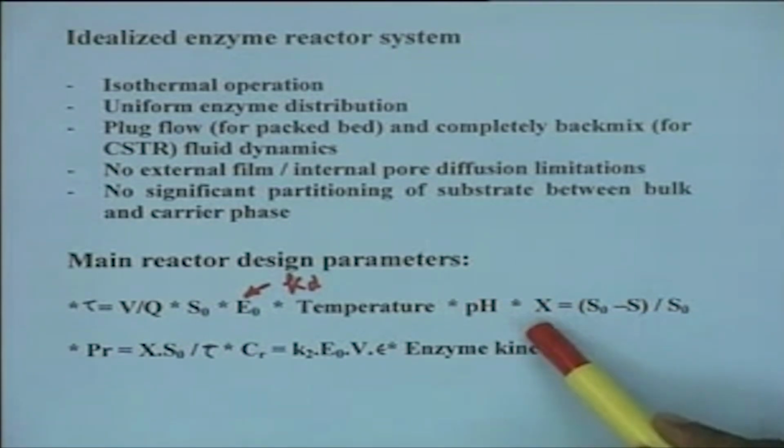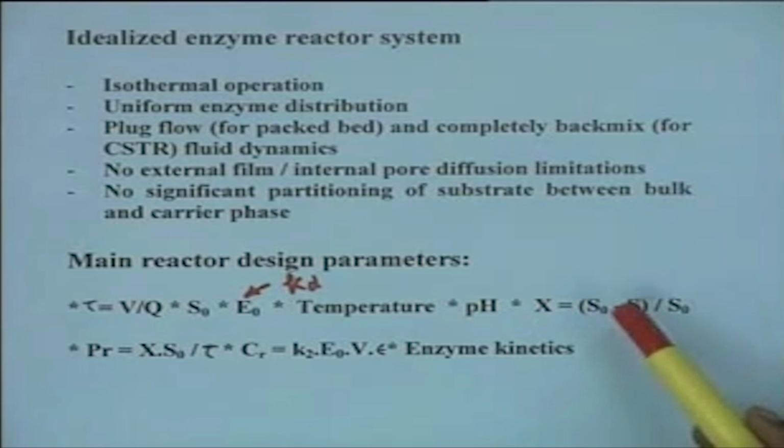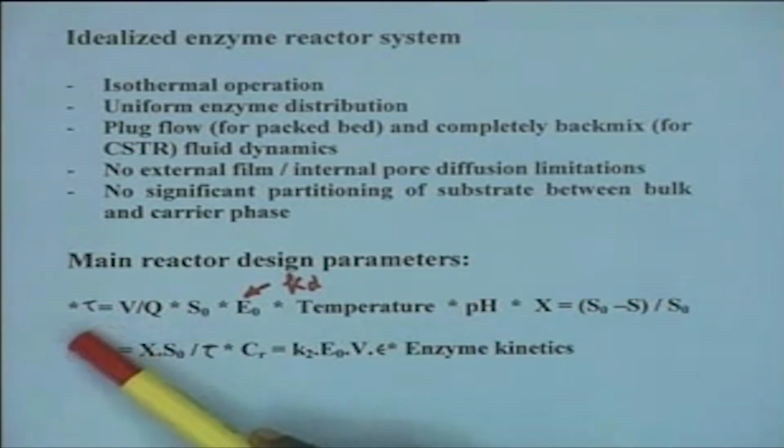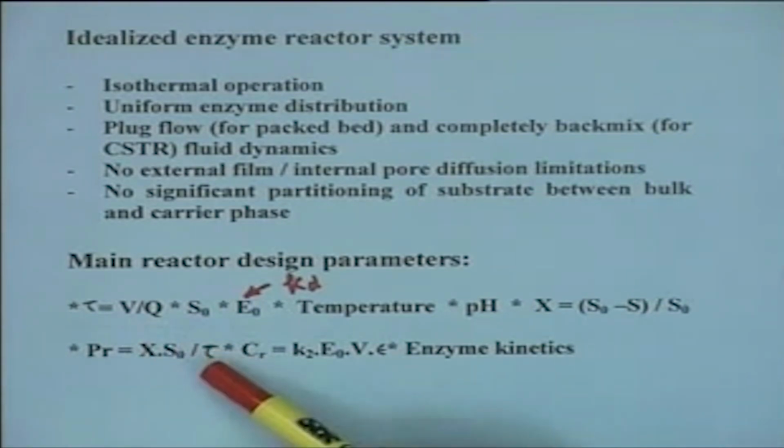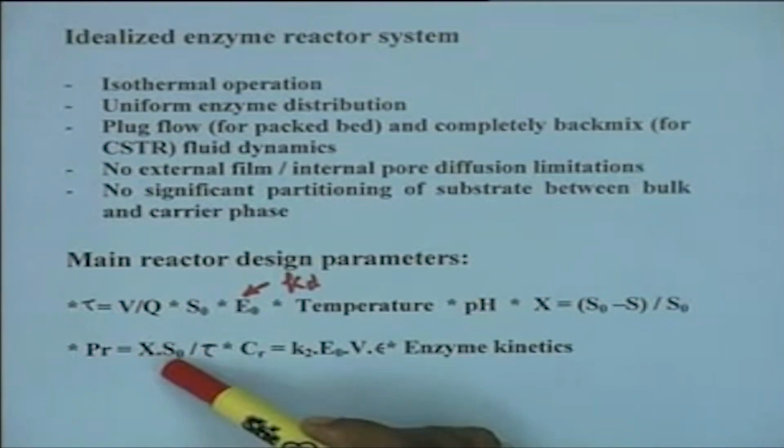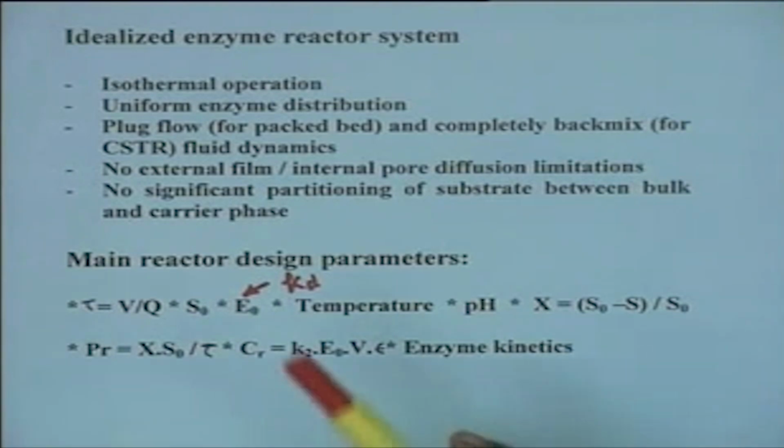Then fractional conversion in the reactor, which can be defined as S0 minus S upon S0. That means the ratio of the substrate concentration difference between the inlet and the outlet stream to the inlet concentration. Then the reactor productivity is another parameter which is important, X S0 upon tau. X S0 is the total product formed and tau is the space time, so it is the amount of product formed per unit time. Of course, if we consider S0 as a concentration term, it becomes per unit volume also.